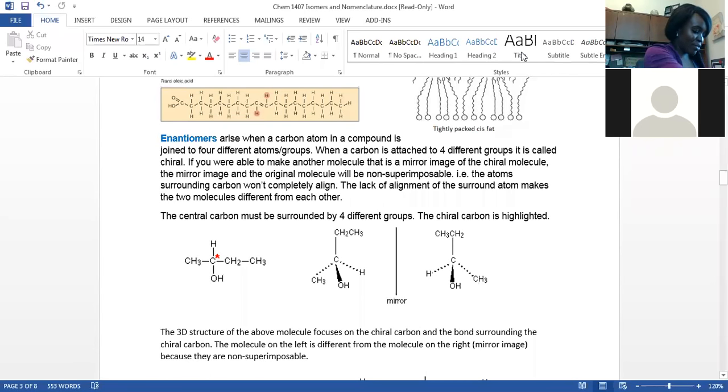I decided to grab my model kit here so I can show superimposable. So I have my carbon here and I'm building this so you guys can see what it looks like. I'm going to use 4 different groups so you can see these groups around the central atom. So of course, carbon is the central atom over here. I'm going to be using 4 different colors, and that way you can see.